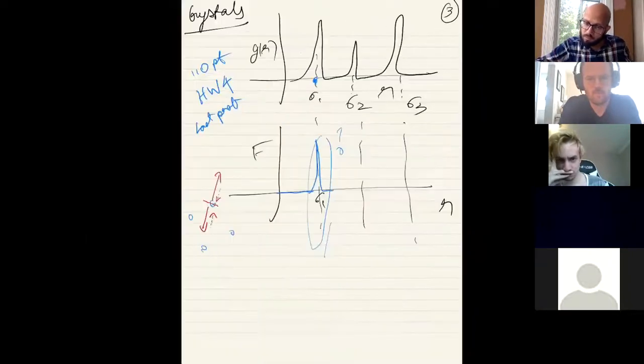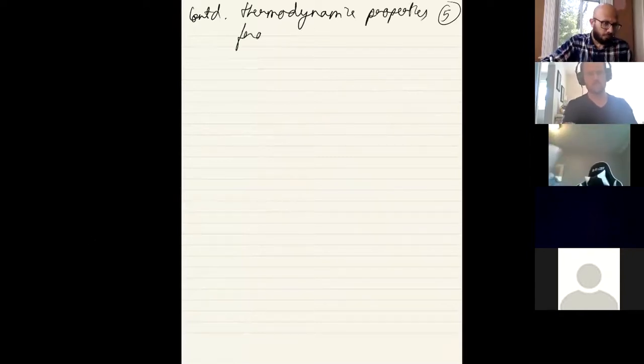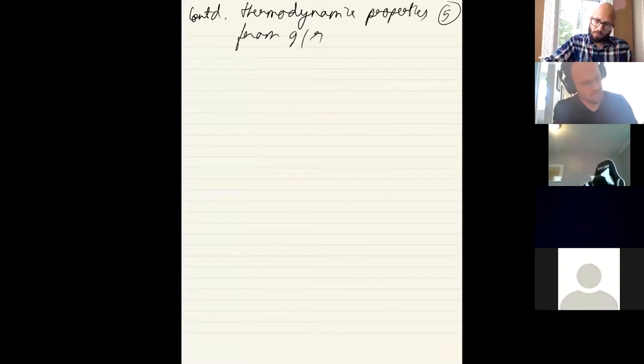Today, what we are going to talk about, that was page 3, let's call it page 4. We are going to discuss how to get thermodynamic properties from g of r.